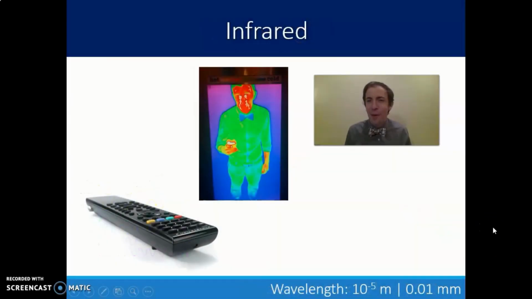The next wavelength of light that we have in our electromagnetic spectrum is infrared light. Now, you've seen infrared light in a variety of different circumstances potentially. One that we often think of for infrared light is infrared light being emitted as heat.